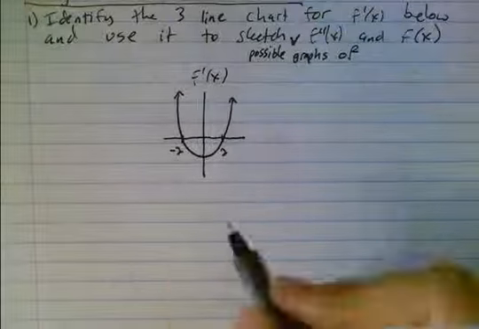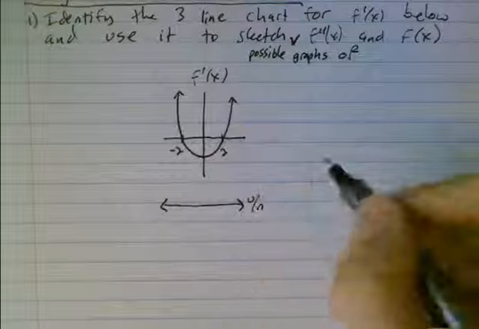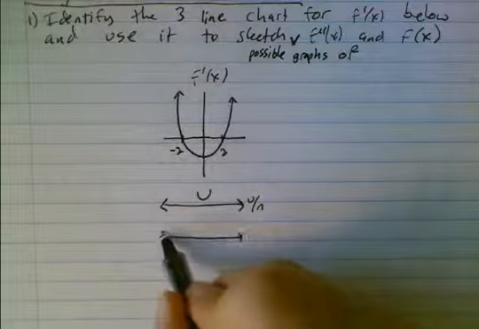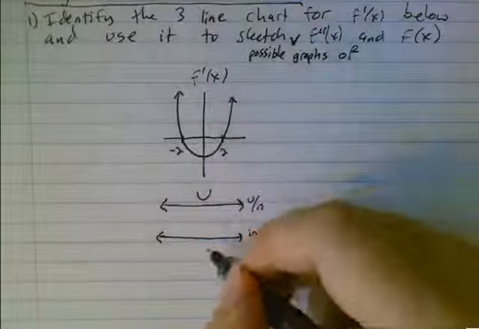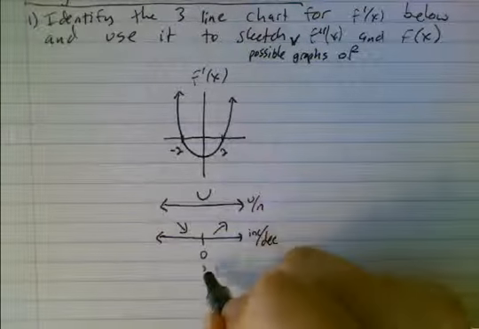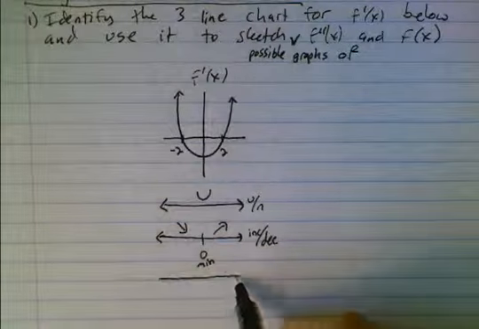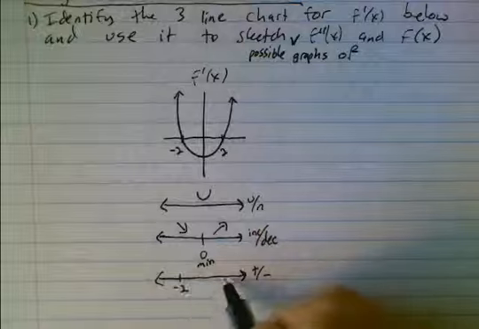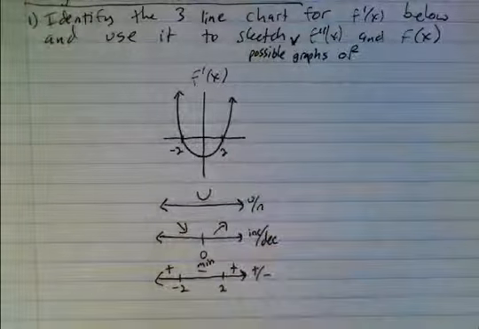Let's start off by sketching its 3-line function. So on top, we're going to do concave up, concave down. It's concave up for the entire thing. Next, we've got increasing, decreasing. It's decreasing until x equals 0, and then increasing after that. So that means there is a minimum for f prime of x right there. And then plus minus, -2 and 2, positive here, negative here, positive here.